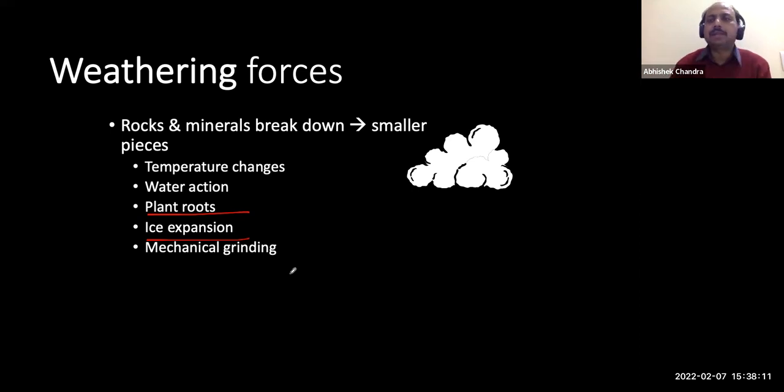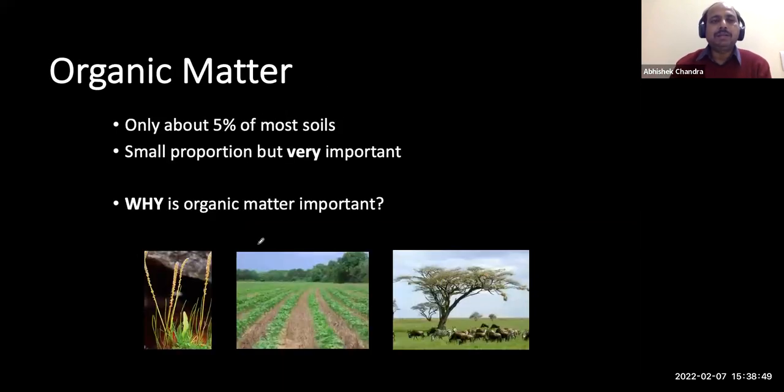As I said in the beginning, physical, chemical, and biological weathering happen simultaneously in nature, but for reading purposes, we will learn them one by one. Second is mechanical grinding. In mechanical grinding, when an earthquake happens, the bigger rock will come down with gravity and break. That is mechanical grinding. So basically these are all the types of weathering forces which influence the formation of the soil.